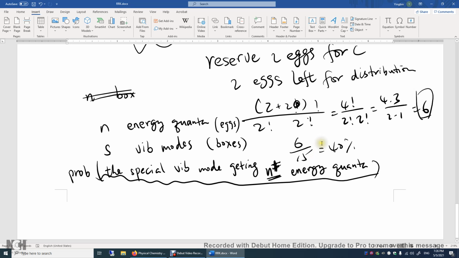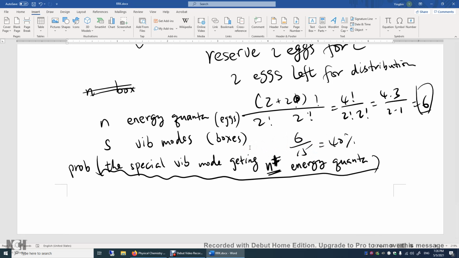So first we need to know what's the total arrangements. The total arrangements is this. We have n energy quanta plus s minus 1 factorial, right? And then divided by n factorial, because the n energy quanta are indistinguishable, s minus 1 factorial. This is because we don't really care about the other s minus 1 vibrational modes.